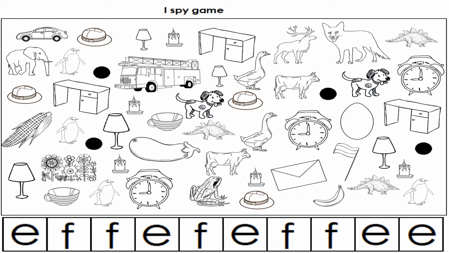Here we are going to play I Spy game. Let me show you. I spy with my little eye something start with E. Let's find something start with E. Do you see anything start with E? Oh, here it is. I found one. Eggplant. Eggplant. Let's circle that. Now we are done with this E, so we are going to circle this too.